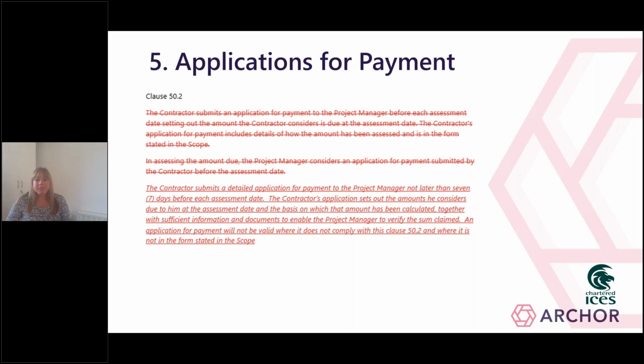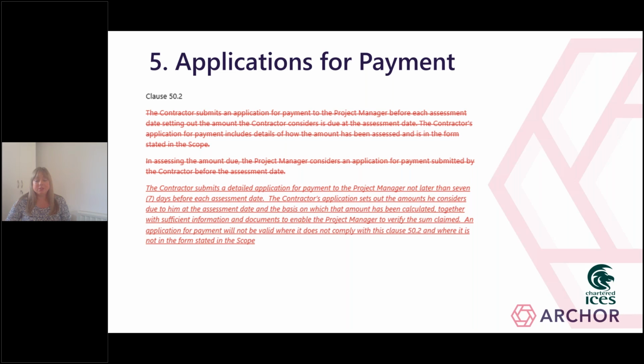So the amendments we commonly see to the NEC requirements for an application for payment are set out on the slide. This is often a complete rewrite of the relevant clause. The standard NEC form just requires an application for payment to be issued at any time before each assessment date, setting out the amount the contractor considers is due at the assessment date. The application needs to include details of how the amount has been assessed and needs to be in the form agreed between the parties in the scope.